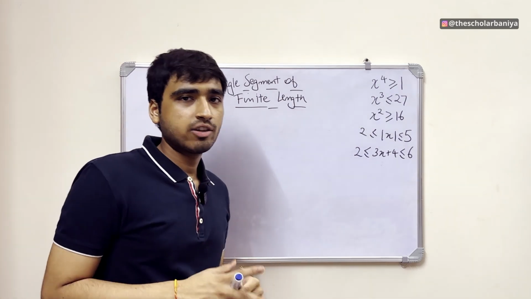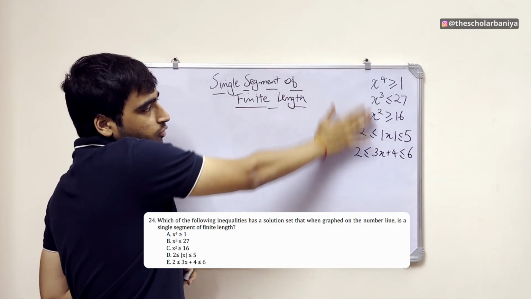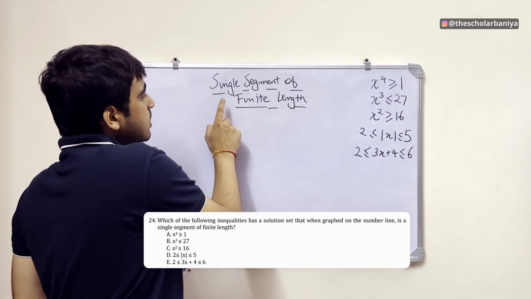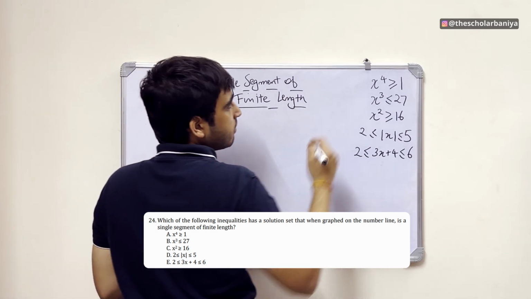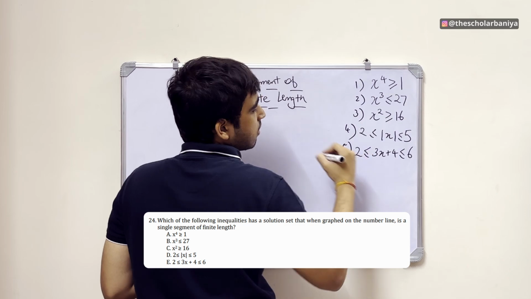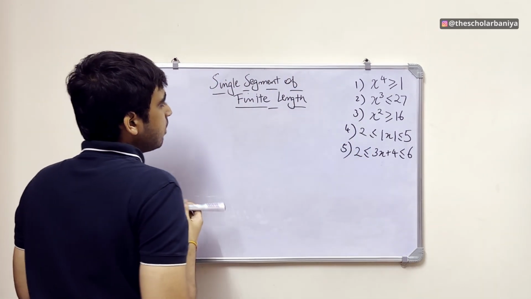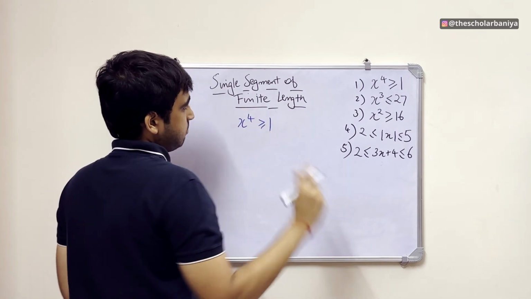So let's move on to the next question, guys. We have to find out, of all these 5 given options, 1, 2, 3, 4, 5, which is a single segment of finite length, right? So these are the 5 given options. Let's take the first one. For example, x to the power 4 is greater than or equal to 1.